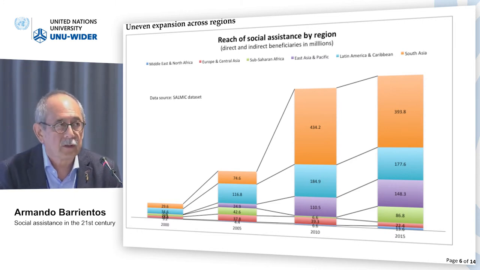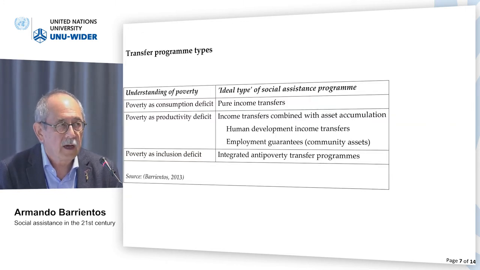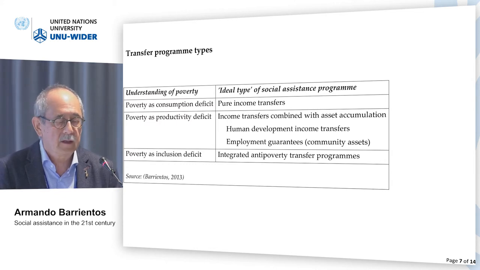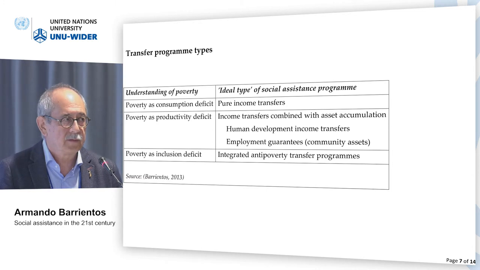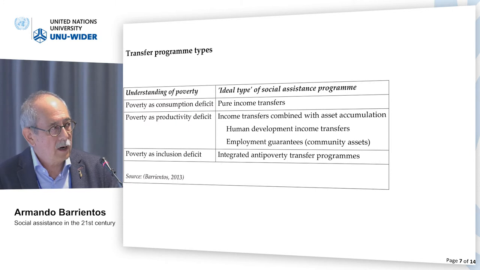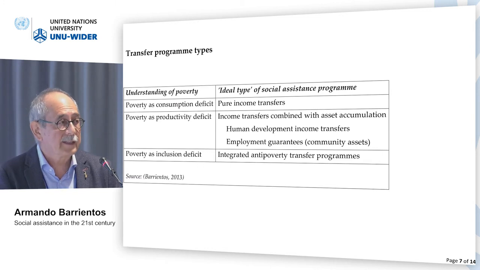Now, one question we need to discuss is what are the types of social assistance programs? And you have usually from, say, the World Bank or the other UN agencies, a distinction between different instruments on the basis of the function. So you have public works, you have conditional transfers, unconditional transfers. In this database, we are looking at them from a much more, hopefully, conceptual perspective, which is to look at the understanding of poverty which underpins this program.